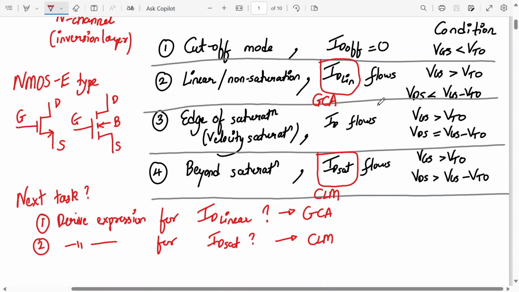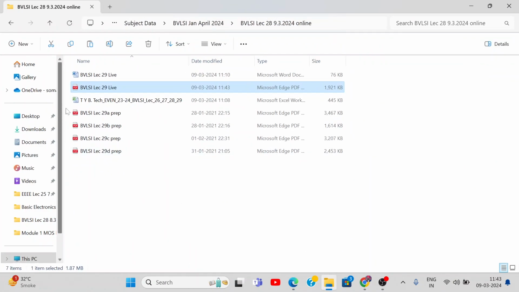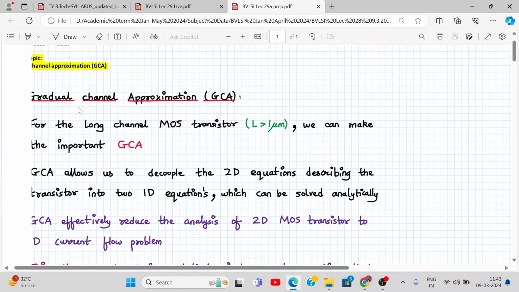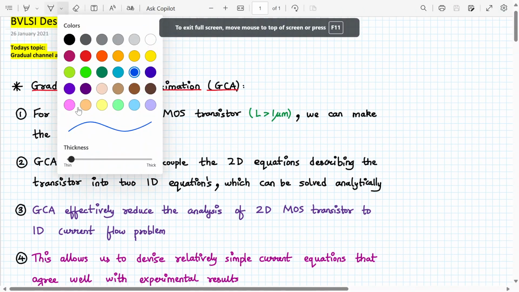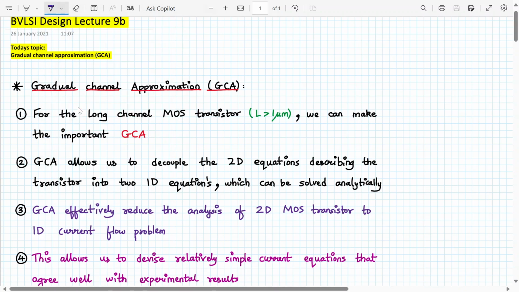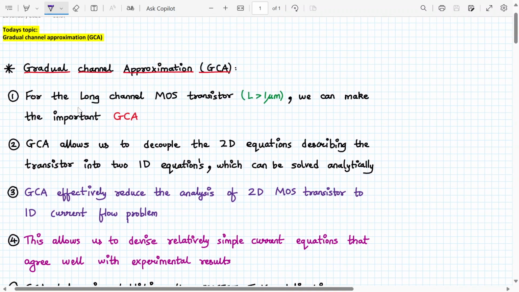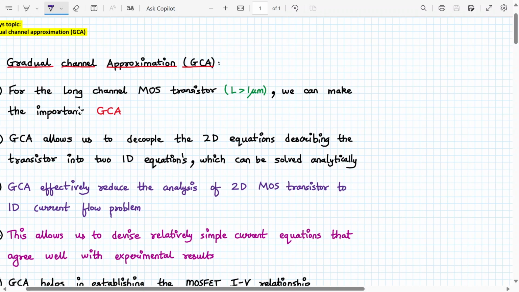For that I will go to my older PDFs. I'll open the older PDFs, 29.A, gradual channel approximation. Is it okay if I cover it from here? Because that derivation is quite lengthy, so it will take a lot of time for me to write over here. Is it okay, everyone, if I use this for your explanation? Yes. Okay. Now gradual channel approximation is valid for long channel MOSFET.